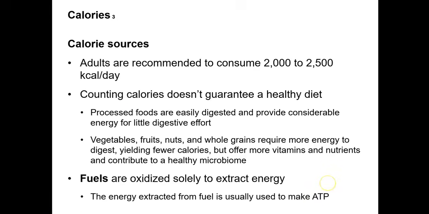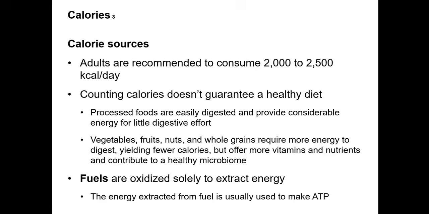So let's look at calorie sources and look at nutrients. So where do we get calories from? We can get them again from carbohydrates, proteins, and fats. Adults are typically recommended to eat between 2,000 to 2,500 calories per day, and that just depends on the person and what their activity level is. Some people eat much more than that. For instance, people who are training for marathons and things like that may need more calories than the typical person. So this is just an average count.